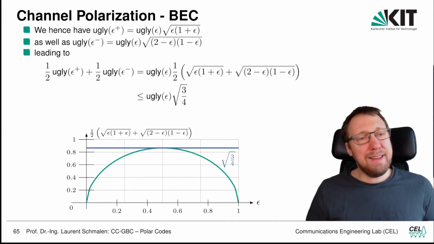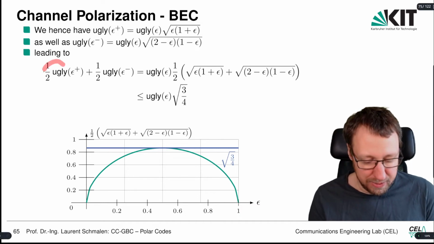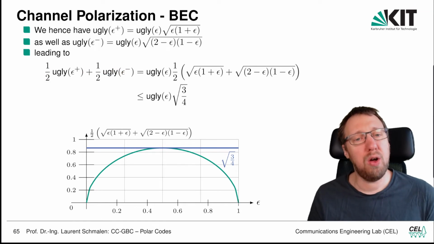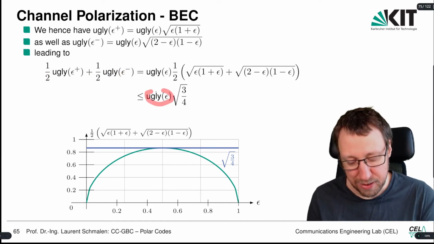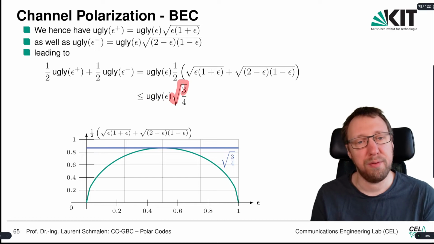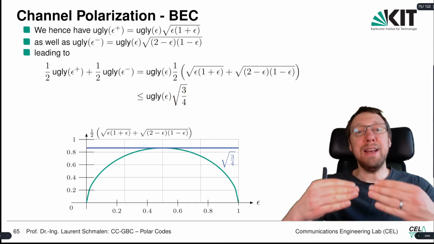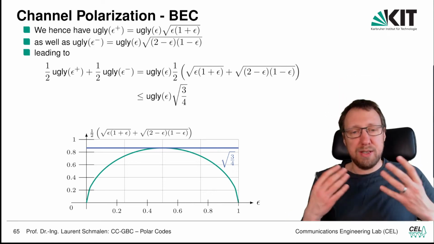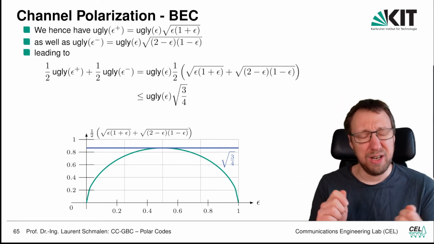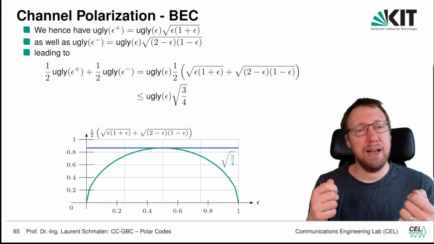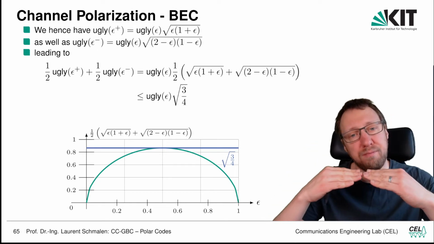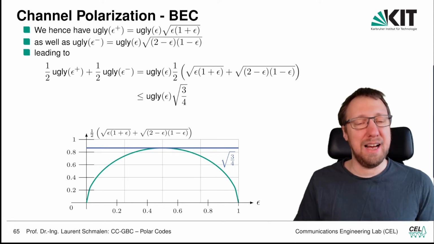So if we take the ugliness of the average of the two new channels, it will be smaller or equal than the ugliness of the original channel times the square root of 3/4. So the average ugliness will decrease. This is interesting. So we have an ugliness that we start from. The channel is somewhat ugly. Then we take the new channels, calculate the average ugliness, and the average ugliness will be smaller. So the channels will get less ugly on average.